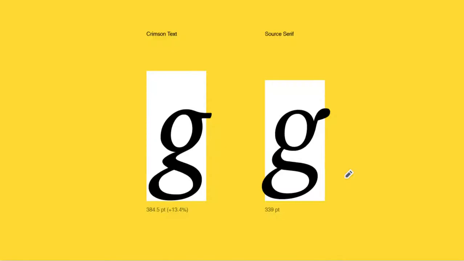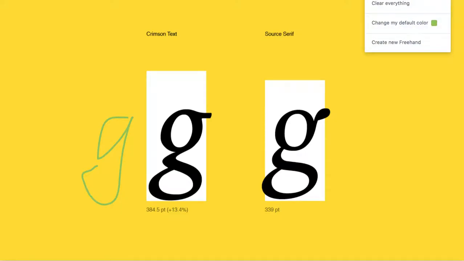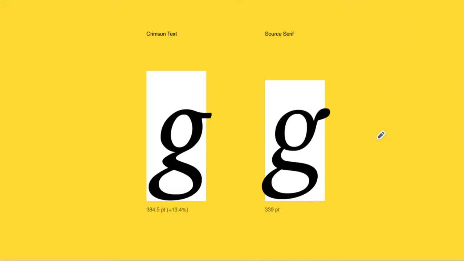Okay, on to the G. This is a fun moment because both of these maintain a two-story G as opposed to a one-story. To give you a comparison, this would be a one-story G form, the one I just drew right here. So take note that they're both a two-story form, but their approaches are actually very different. I'll start from the upper right.